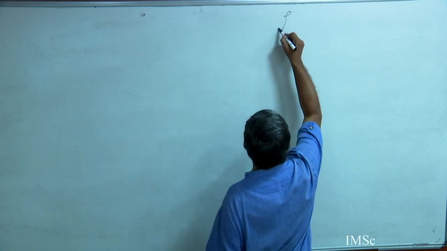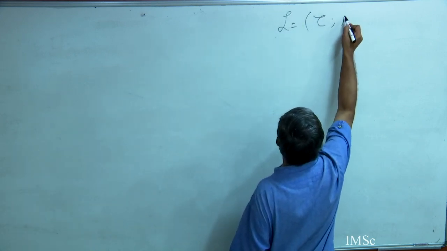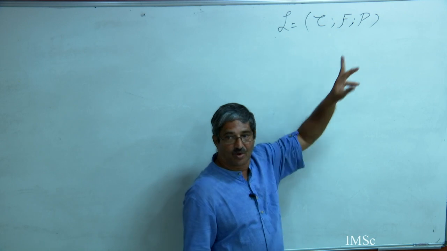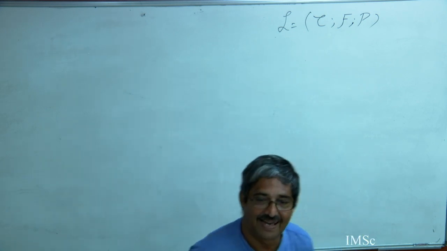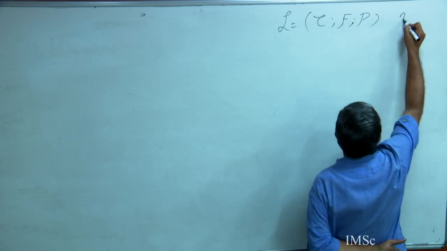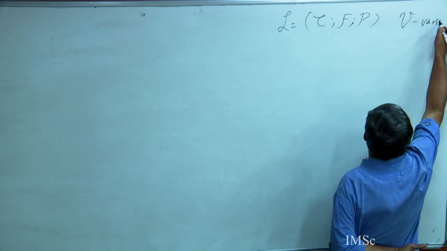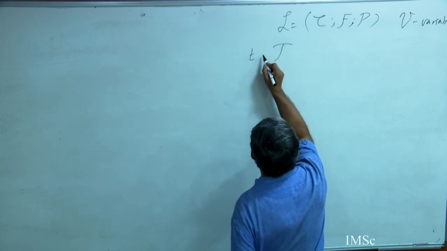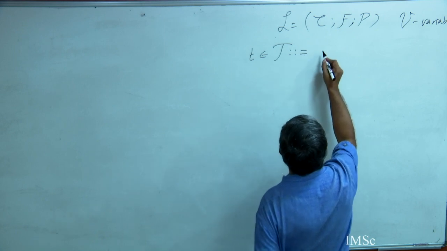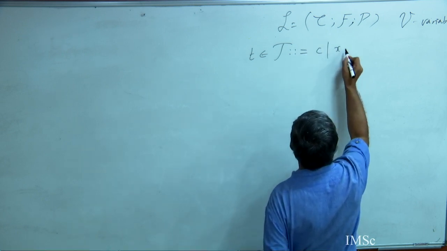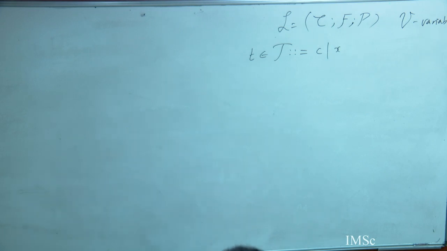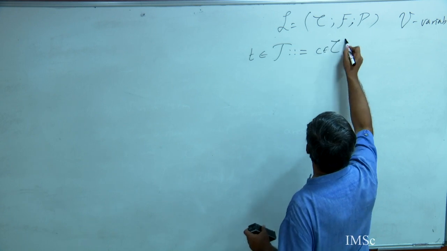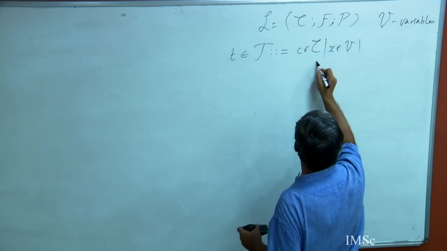So first we write the logical language as, and my notation is always going to be that I use the semicolons to separate those sets, right? And then I have a set of variables, and the syntax of terms is given by c belonging to C, little c in big C, little x in big V.